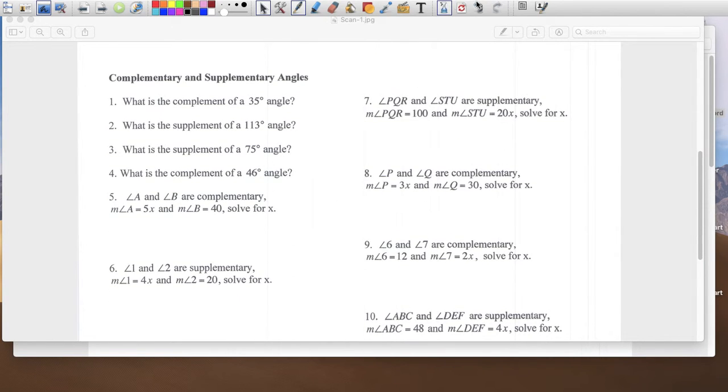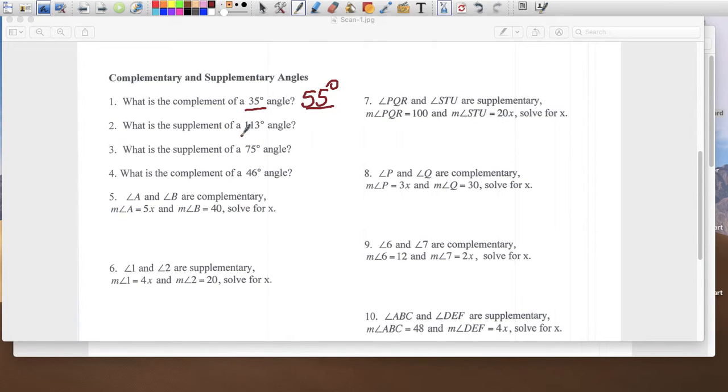Complementary, supplementary angle. So let's do number 1. What is the complement of a 35-degree angle? Well, if they're complementary, I know it has to be added to 35. So if it's one angle, I have to add to 90. So if one is 35, the other one must be 55, because this and this added together should give me 90.